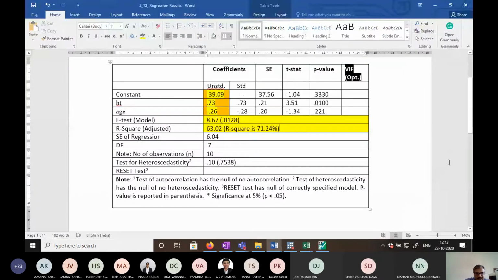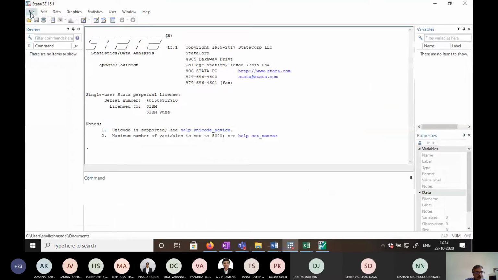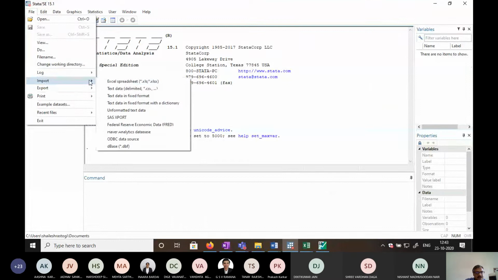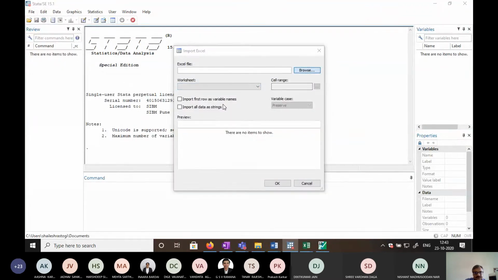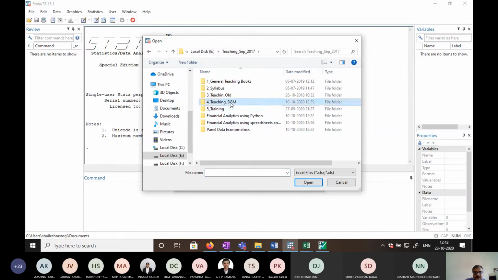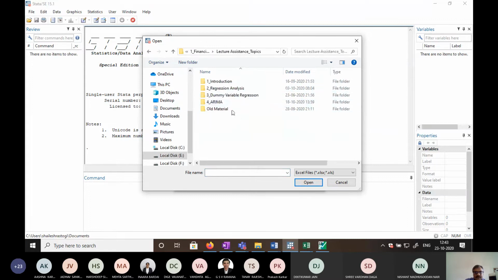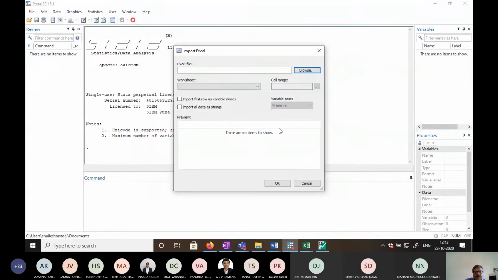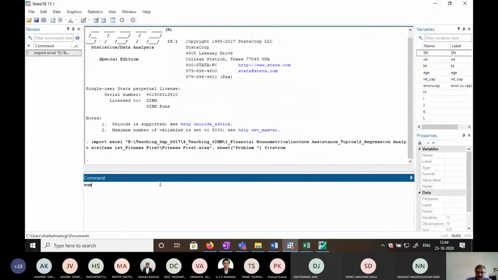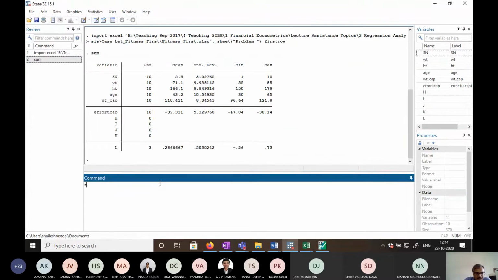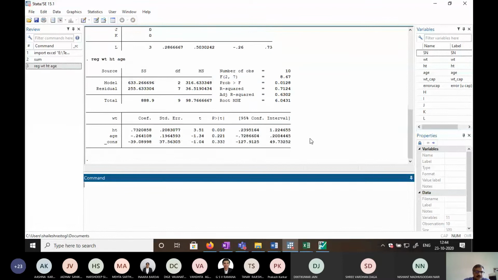So coming back, now we are coming to the last test, which is known as the reset test. Reset test is a test of specification. Let me come back to the reviews starter so that we continue. This is what we have: we have just run the regression, regress weight on the independent variables HT and age, and this is what we have got.